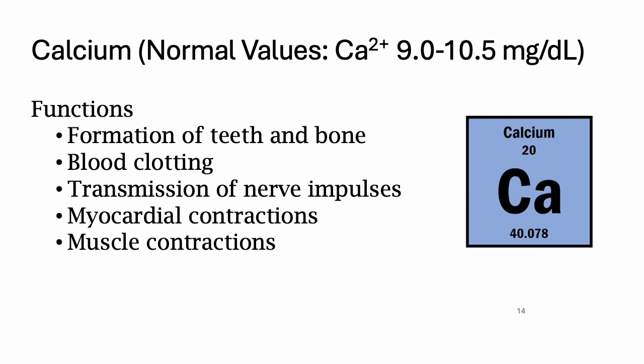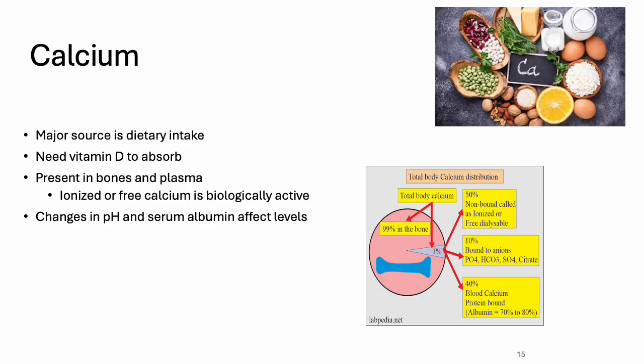Moving on to calcium. So normal values for calcium are 9 to 10.5 milligrams per deciliter. The functions of calcium: formation of teeth and bone, blood clotting, transmission of nerve impulses, myocardial contraction, and muscle contractions. The major source is dietary intake as well. We also need vitamin D to absorb calcium. So if somebody has low levels of vitamin D, we need to make sure that we're giving them replacement of vitamin D to help with that absorption of calcium.